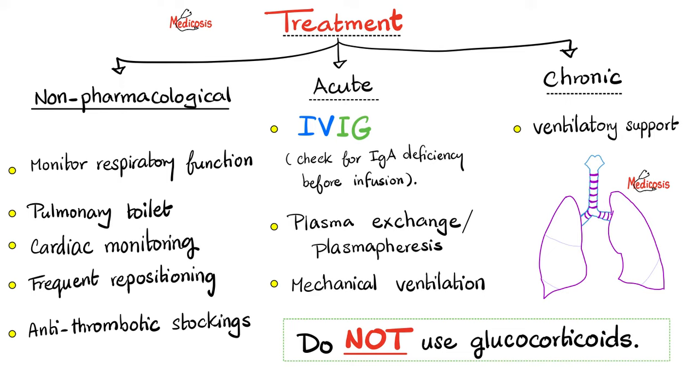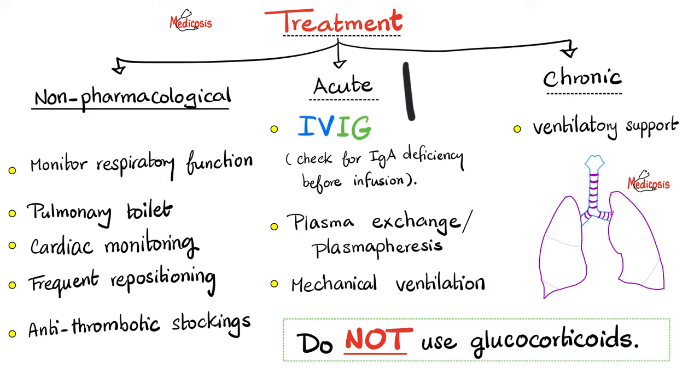Pulmonary toilet is recommended frequently, cardiac monitoring for arrhythmias, frequent repositioning of the patient's body to decrease the risk of decubitus ulcers, and antithrombotic stockings to decrease the risk of thrombosis. Acute treatment includes intravenous immunoglobulin. What's that? This is like throwing a stick to the dog. The dog immune system is gonna be busy attacking the stick that I gave the patient and will forget to attack the Schwann cells. So the immune system will leave the Schwann cells alone. Also, IVIG tends to inhibit macrophages or monocytes.